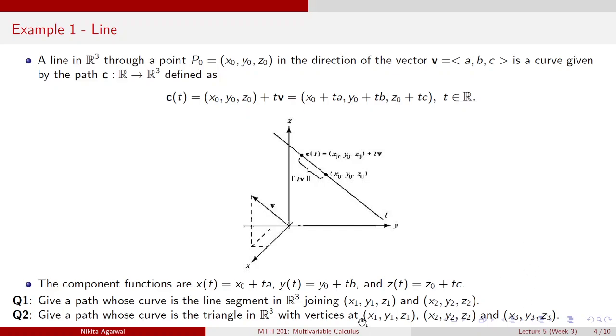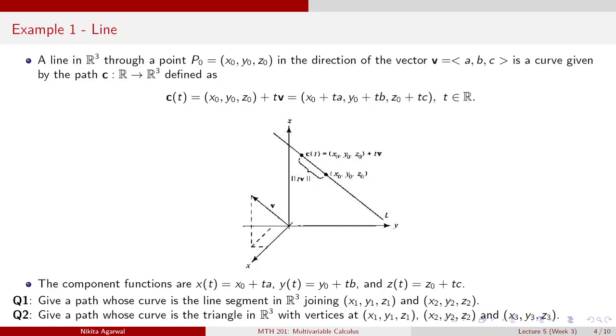Now, let me give you a hint. The second one uses the first question. So, what is a triangle? A triangle is a collection of 3 line segments. The first line segment is joining the first 2 points, the second one is joining the second and the third point, and the third one is joining the first and the third point. So if you use question 1 to get all those 3 pieces, you just have to put things together as a function.